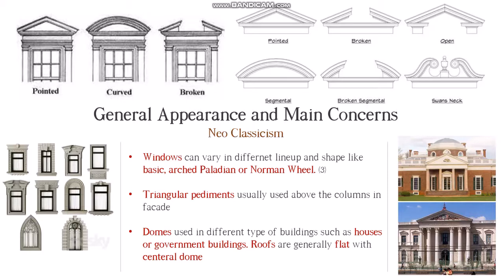The windows, like in classicism, used Palladian or Norman veils. We can see the pointed, curved, and broken style, and the triangular pediments, which we can see over the windows, like these ones. And domes can also be seen on the roof parts, like Monticello's dome.